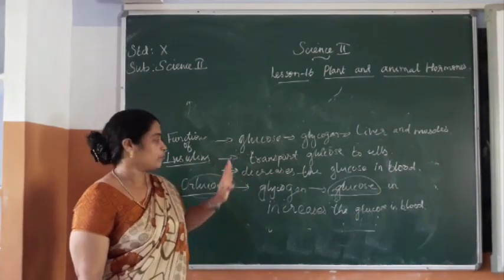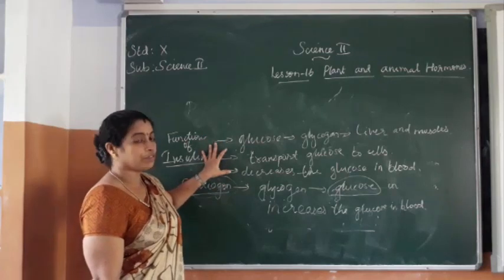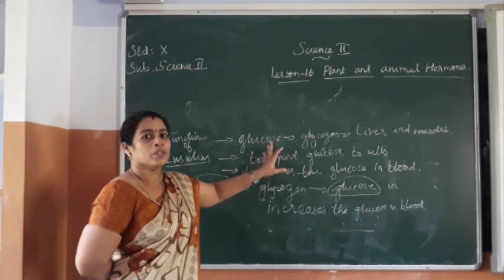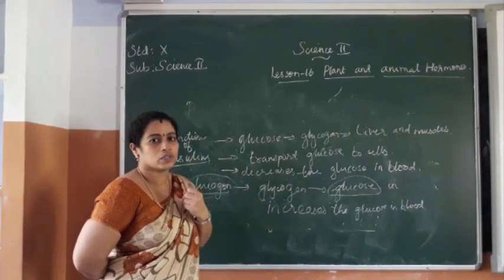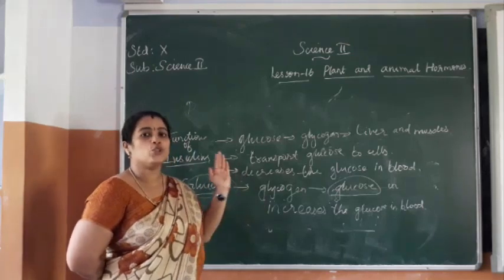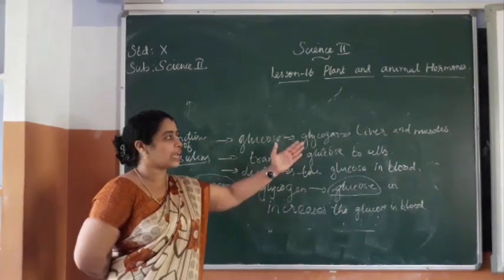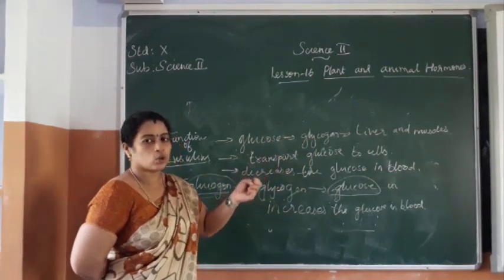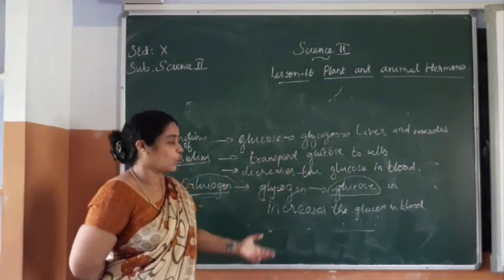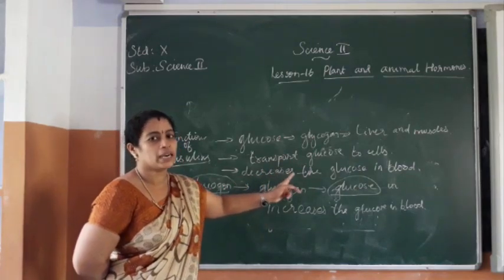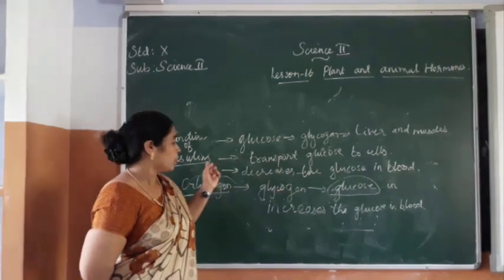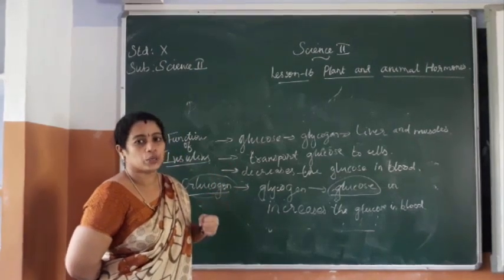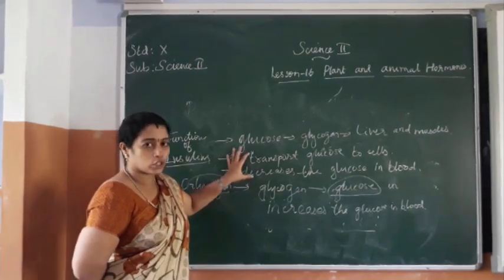Once again, the functions of insulin. What are the functions of insulin? The glucose produced from the food material absorbed in the body is converted into glycogen and stored in the liver and muscles. Then this glucose will be transported to the other cells of the body, and it also decreases the blood glucose level. So it will control the sugar level of our blood. These are the functions of insulin.